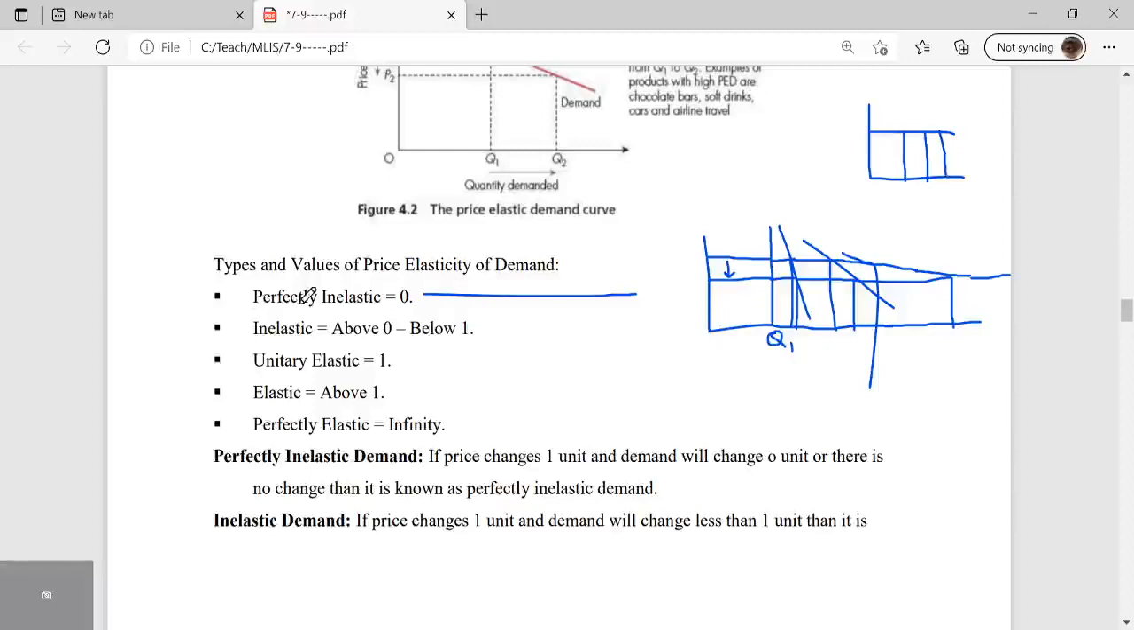For perfectly inelastic, there will be zero response. And for inelastic, there will be very low response. And for unitary elastic, there will be the same response. For elastic, there will be huge response. And for perfectly elastic, there will be infinite response. Okay, so it's like this. It's gradually increasing, right?